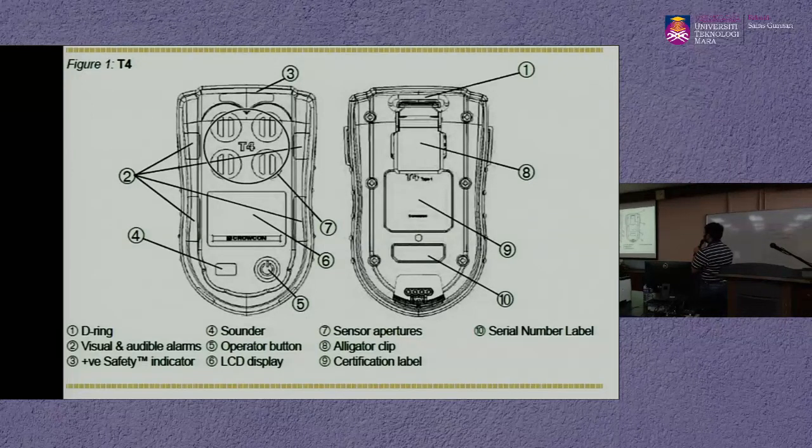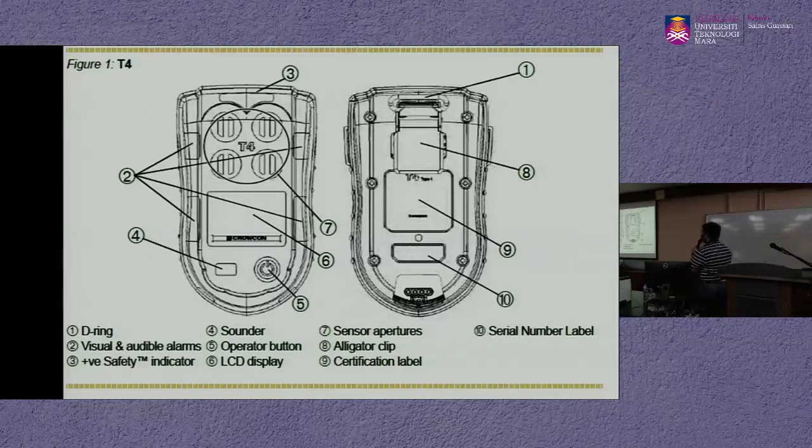And then 8 is the alligator clip which we use to clip to our uniform. And number 9 is the certification label, and then the serial number and number 10 at the back. So these are the physical attributes of our Crocon T4 unit.